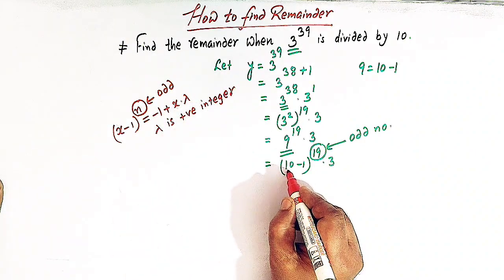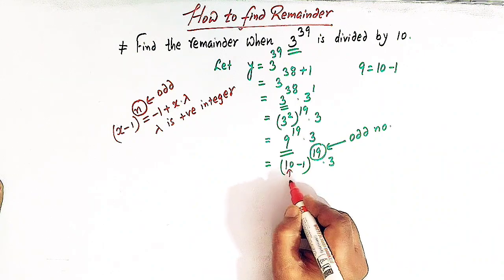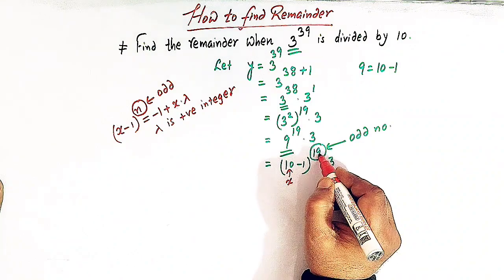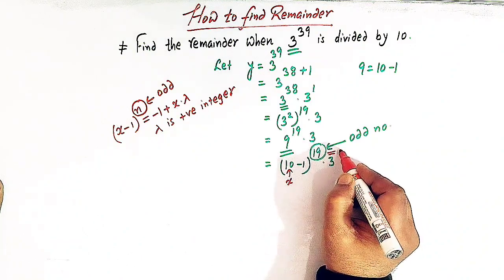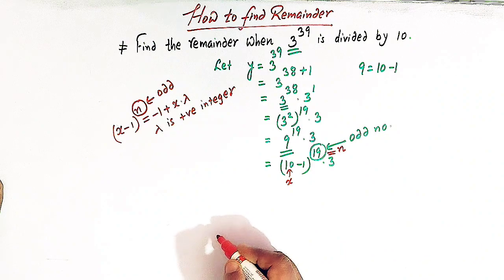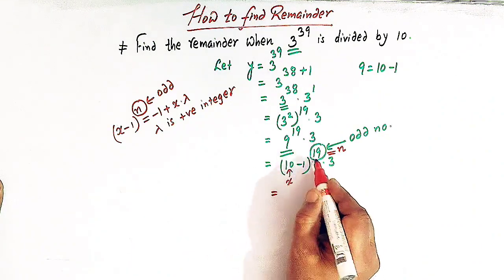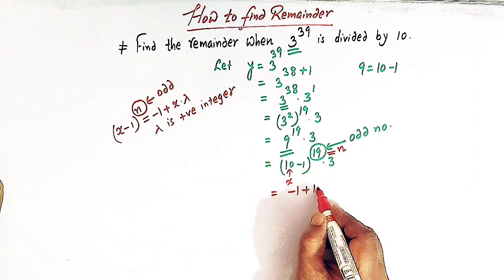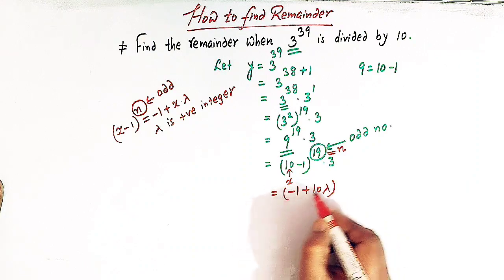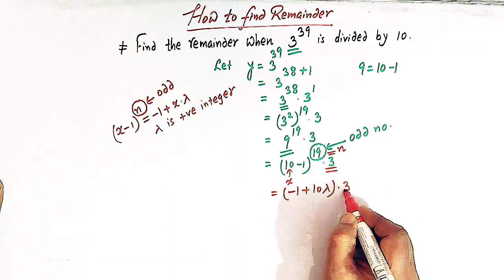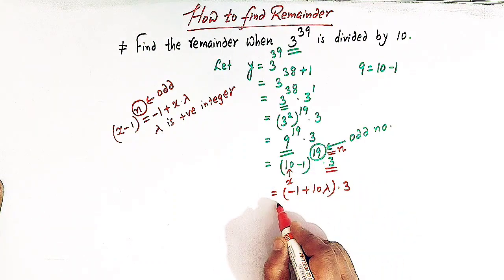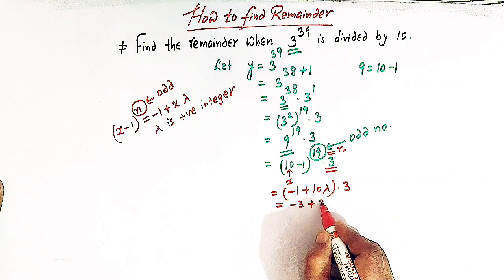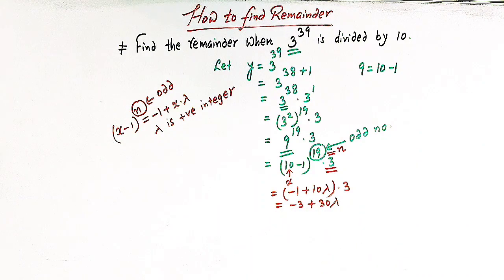So now here we have the value of x as 10. So we have x minus 1 raised to 19. 19 is the value of n. So we can now write this expression as minus 1 plus 10 times lambda, and here we have this 3, right? So let us multiply these two numbers by 3. We have minus 3 plus 30 lambda.